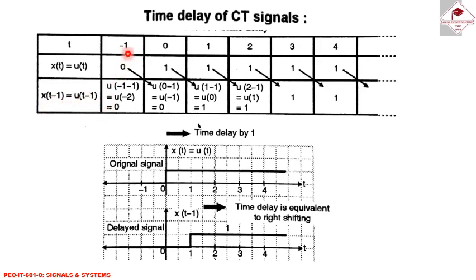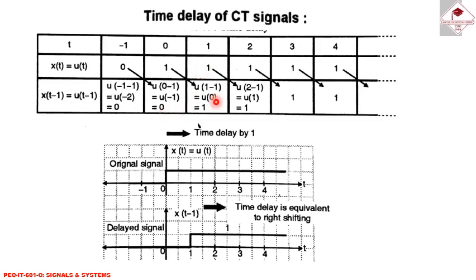So at position minus 1, minus 1 minus 1 means u(minus 2). But in this case we cannot find the position value of minus 2. If the position value is not written, it is to be denoted by 0. Now the next case, 0 minus 1, that means u(minus 1). At position minus 1 its value is 0, so 0 is coming, and it is shifted and its value is 0.